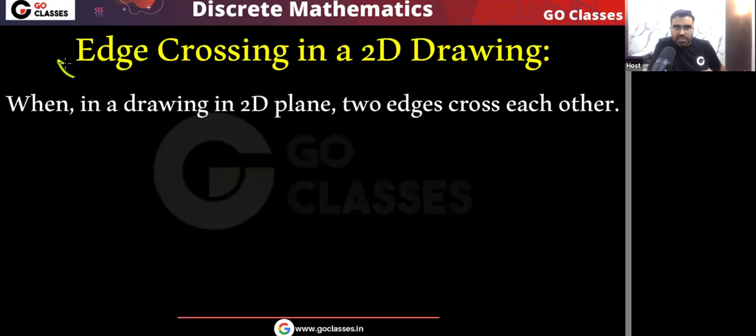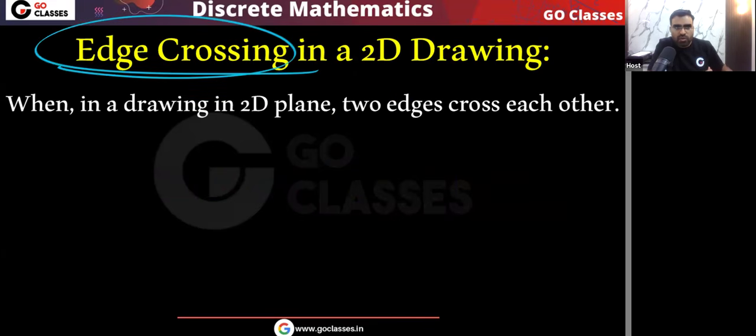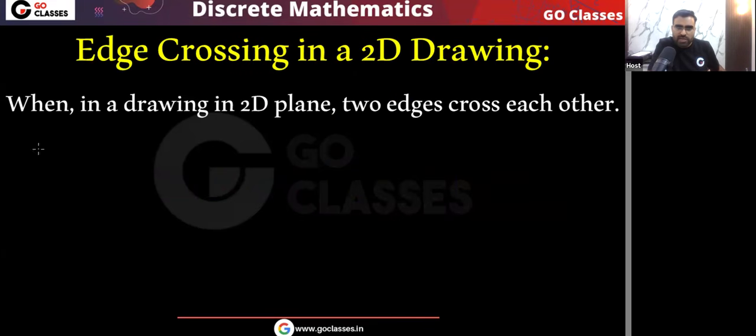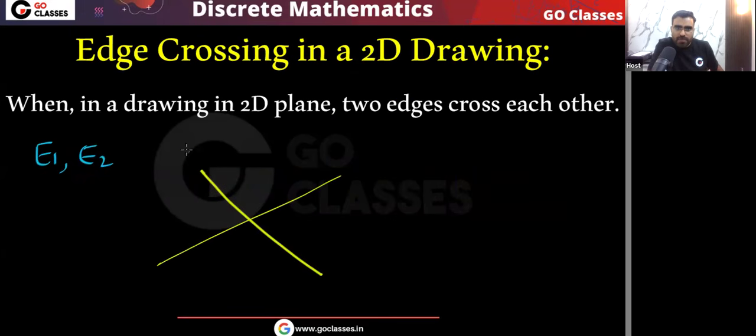First, you understand what edge crossing is in a 2D diagram. On a 2D plane, like your paper, when you draw a graph, when can I say two edges are crossing? The name itself is telling you: edge crossing on the 2D diagram. So let's assume there are two edges, E1 and E2. When can I say two edges are crossing in a diagram? Very simple. If this type of situation happens in the diagram, these two edges are crossing each other on the paper, yes or no? On the 2D plane, on the 2D paper, these two edges are crossing each other.